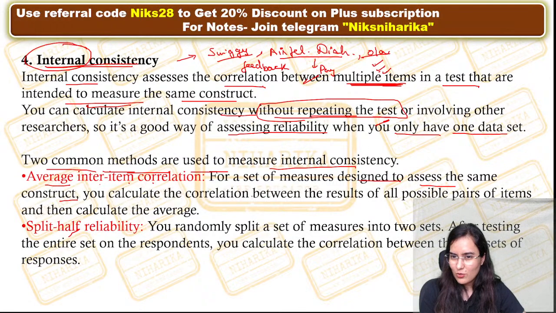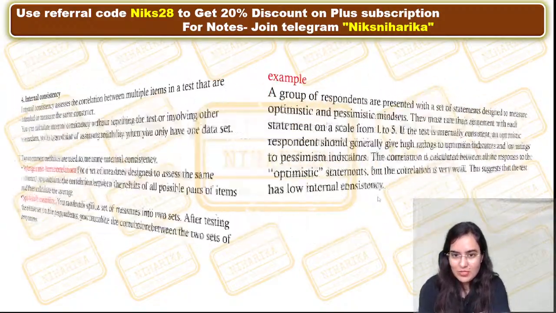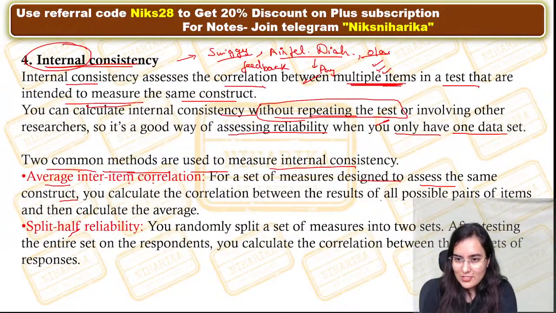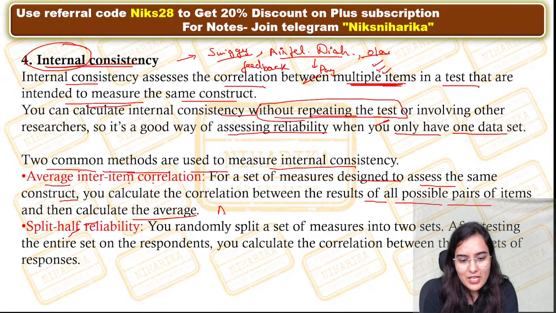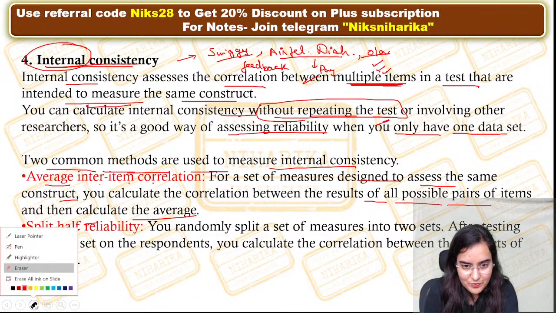You calculate the correlation between the results of all the possible pairs of items and then calculate the average. So in short, what did we do? We calculated the average. Sorry, what did we do? We calculated the result.